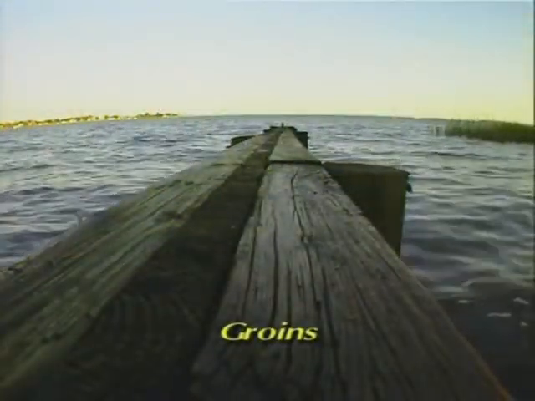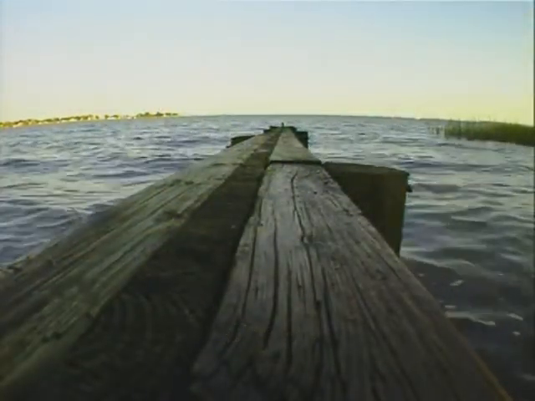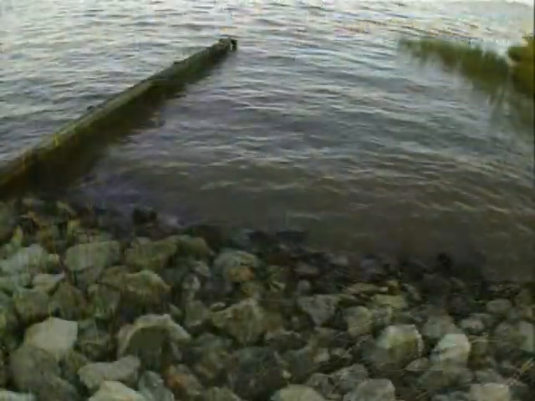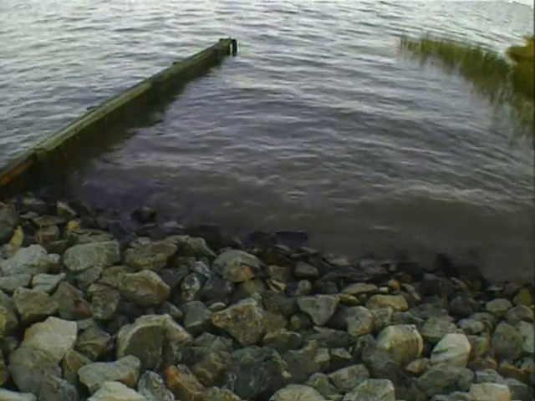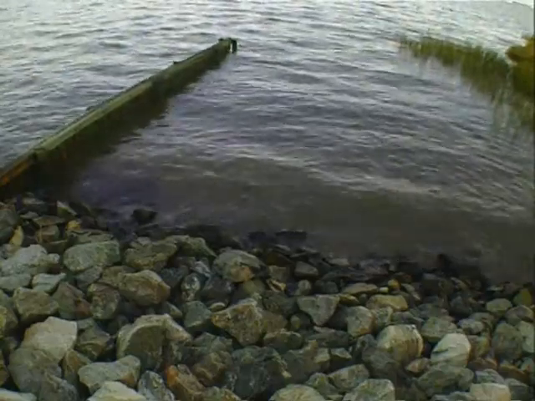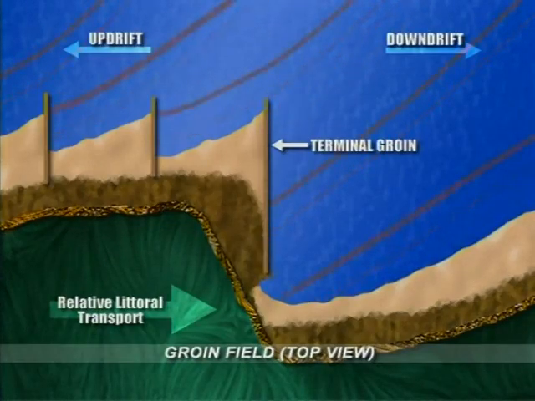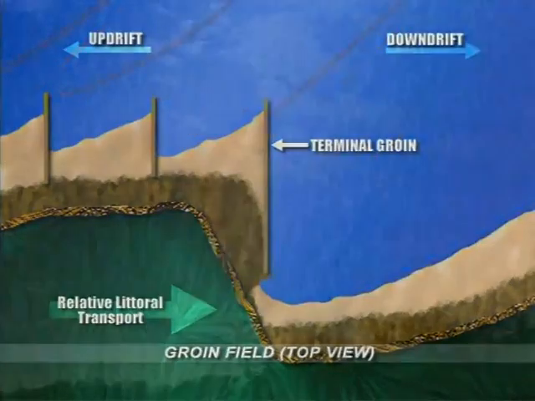Groins are one of the oldest types of structures used to deal with erosion. Groins are placed perpendicular to the shoreline and extend into the water a specific distance based on the configuration of the shoreline. The purpose of the groin is to trap sand moving along the beach with the currents. Sand accumulates on the updrift side of the structure, acting to widen and raise the elevation of the beach.